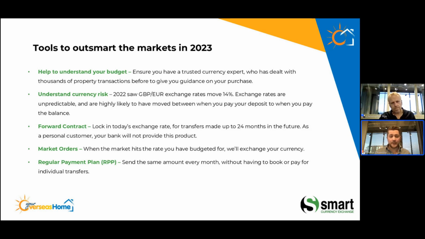Market orders, again, are a really interesting product, which many of our customers use. A market order is a really simple tool. It's effectively an electronic trigger. So say, for example, sterling euro today is at 113, and you say, actually, I'd like to try and achieve 114 on my exchange rate. You can place an electronic trigger to buy euros at 114 when and if the market gets there.